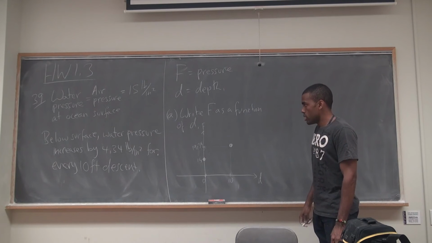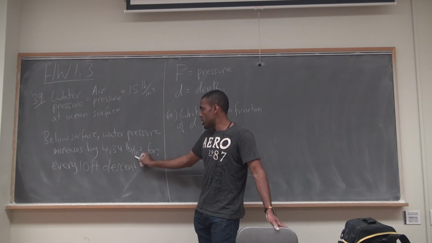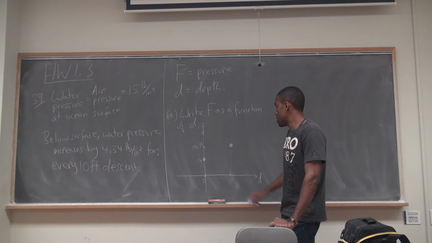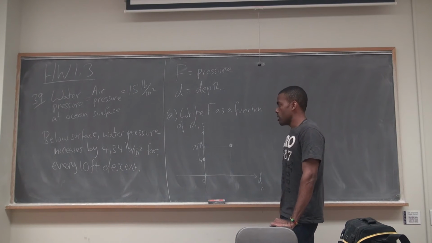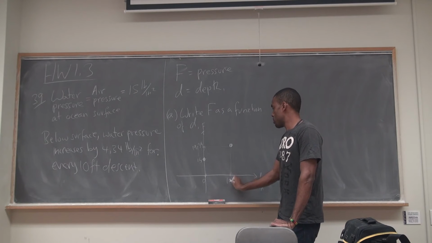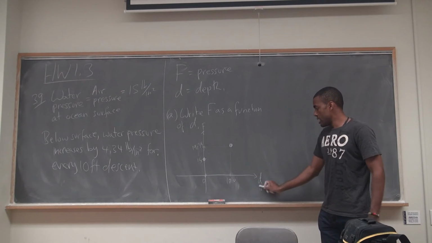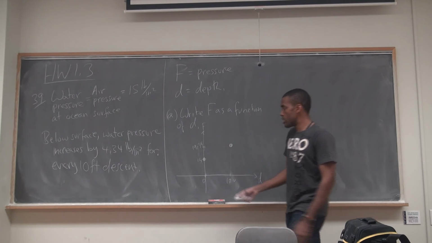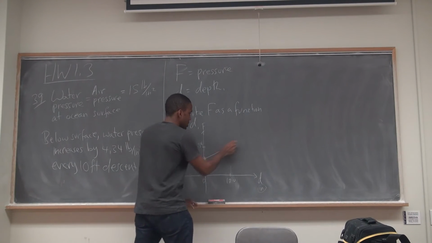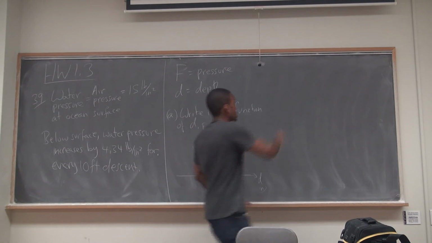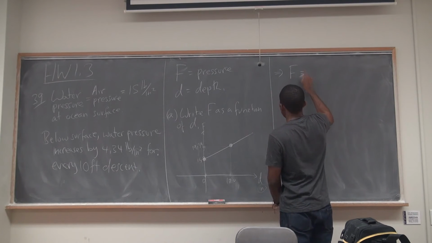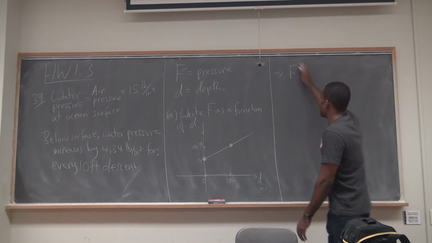Wait, is there something missing here? We have to make sure our units match up. This is inches, and that's feet. So let's change this to inches. 10 feet is how many inches? 120. Right, you multiply by 12. So if I'm working in inches, for every 120 here, I'll have to increase by 4.34 there. So I just have a straight line that goes through those 2 points, and so I just learned the function. This means my F is equal to, what's the slope?